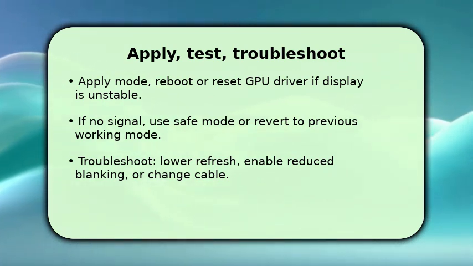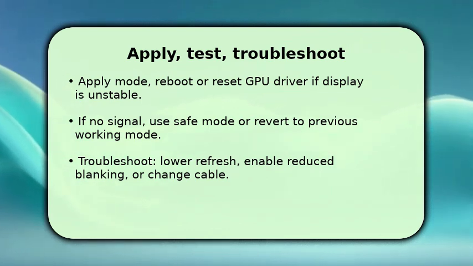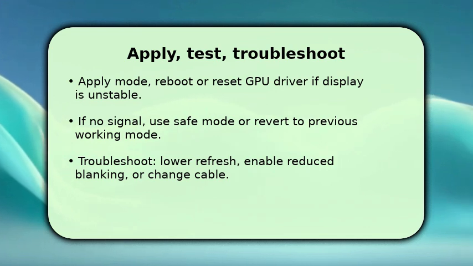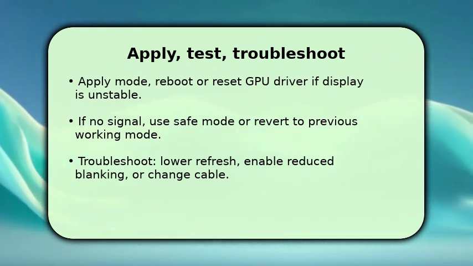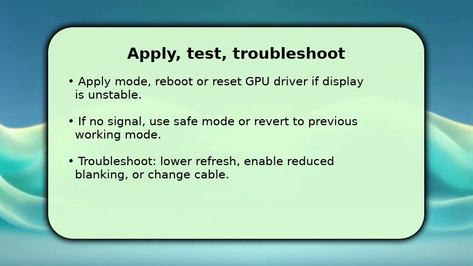If the monitor shows no signal or garbled output, revert immediately to a known good mode or boot into safe mode to remove the custom setting. For troubleshooting, lower the refresh rate, enable reduced blanking, or swap to a higher bandwidth cable. These steps resolve most bandwidth-related failures quickly.